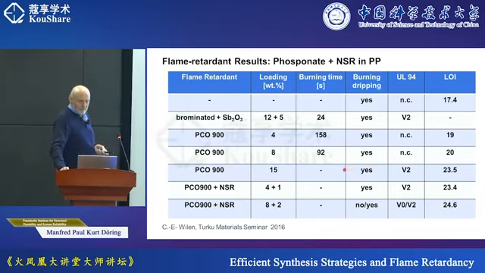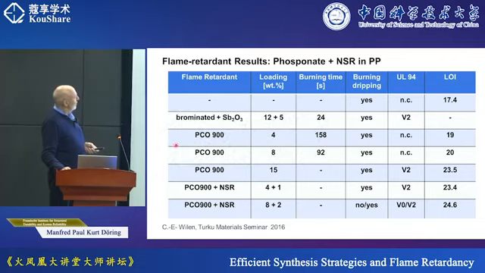Now, what is the amount necessary to get good flame retardancy? This is for simple investigations in PP. You see here for brominated stuff, together with antimony oxide, you need 12 plus 5 for V2. PCO 900 alone, about 4, no classification, 8, no classification, 15% V2. PCO 900 plus 1 radical generator, 4 plus 1 V2, and 8 plus 2 close to V0.